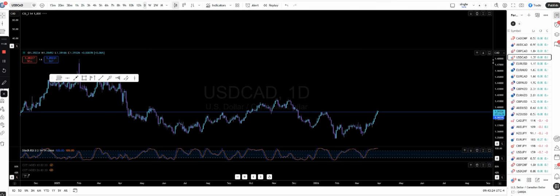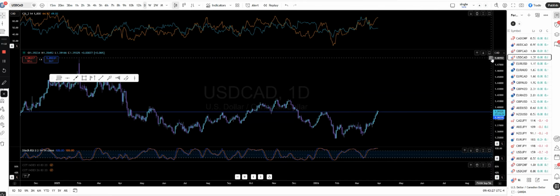So, US dollar Canadian again, another Canadian pair. US dollar still continues to rally. We are at some resistance. I was in this trade. I closed it at this resistance level. I still think it's probably going to go higher, especially if the CAD keeps weakening.